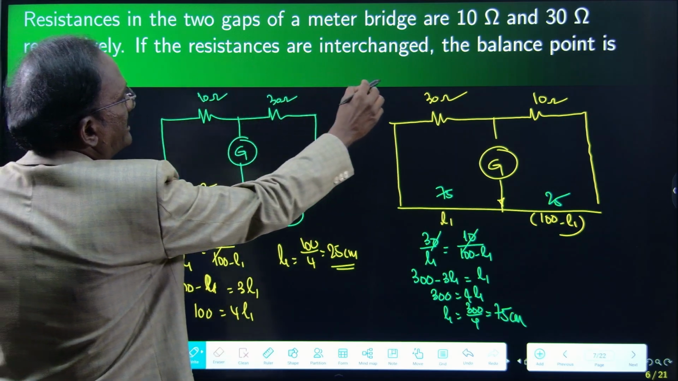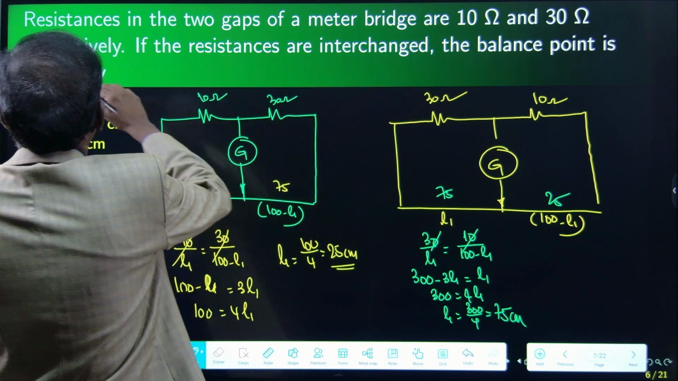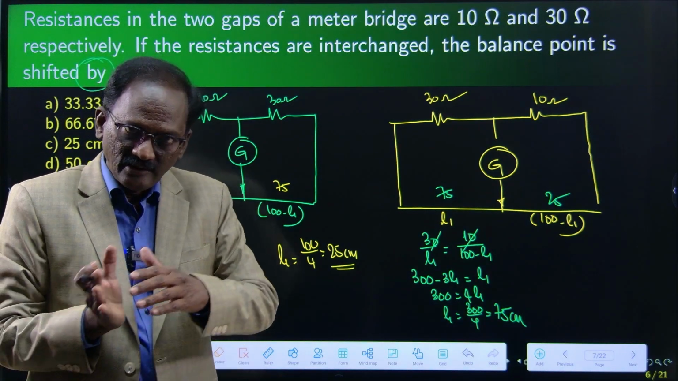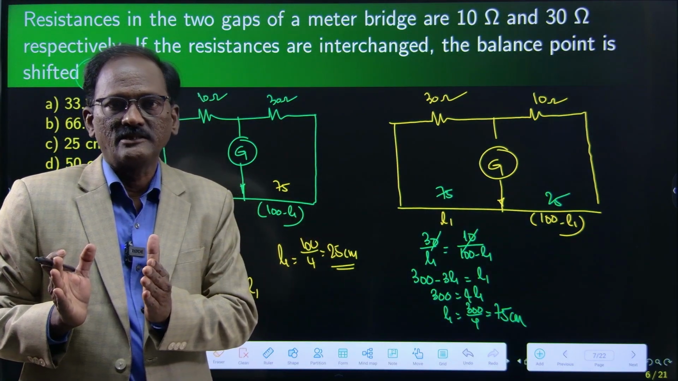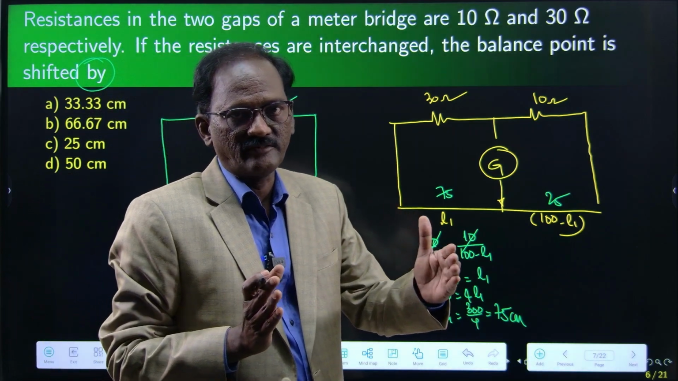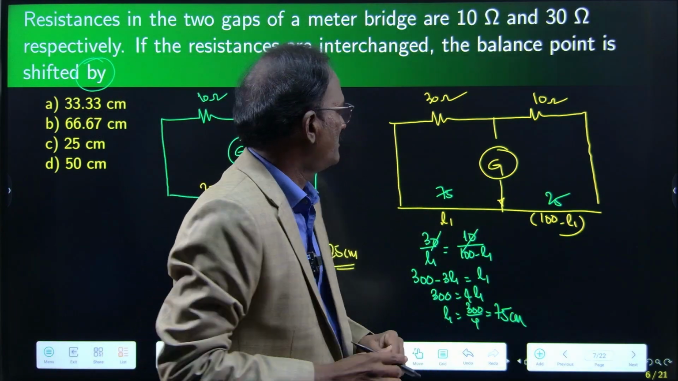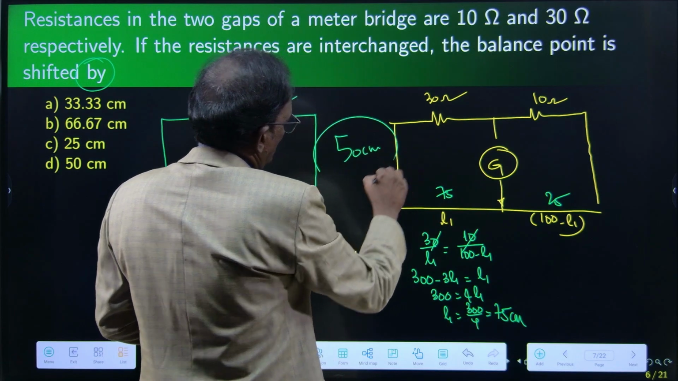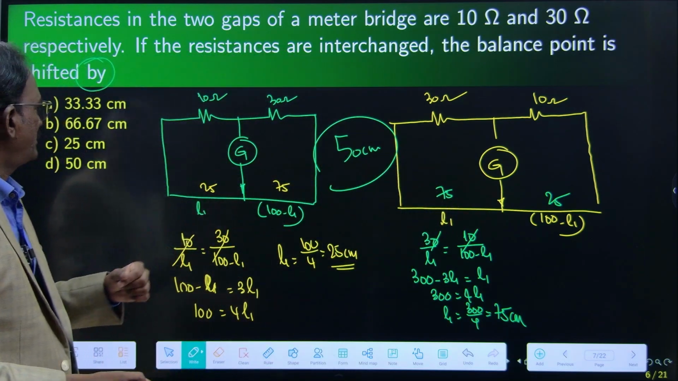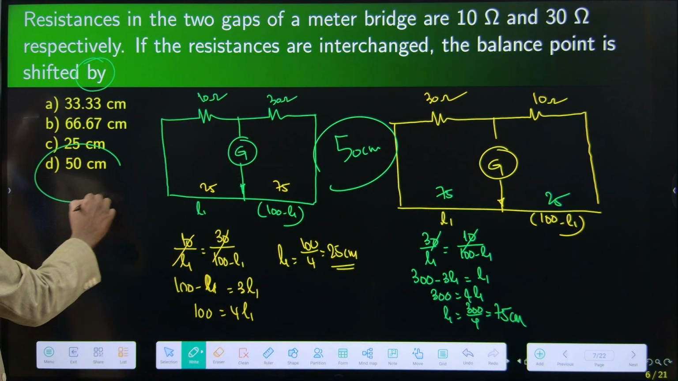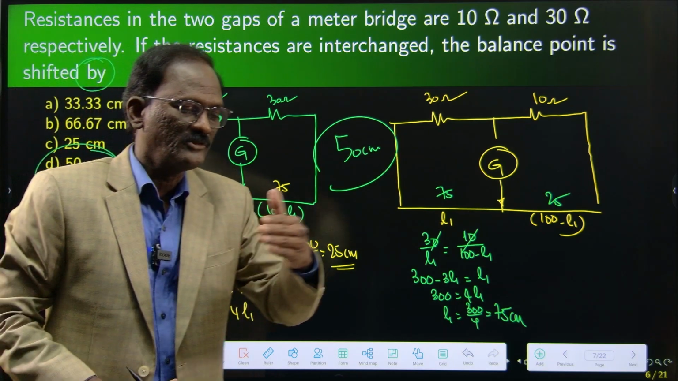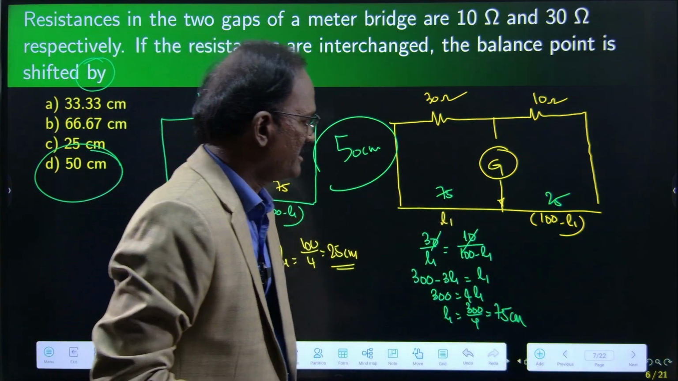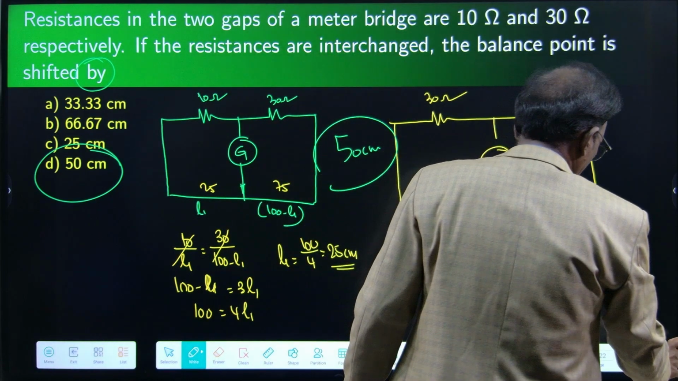If the resistances are interchanged, the balance point is shifted by how much value? Originally it was at 25, then it is coming to 75. So the shifting is only 50 centimeter. 50 centimeter is the answer. 75 minus 25, right? From the original position, it is increasing by 50 centimeter. New position is 75 centimeter.